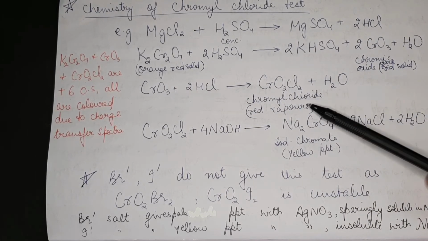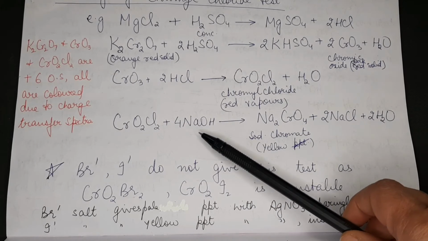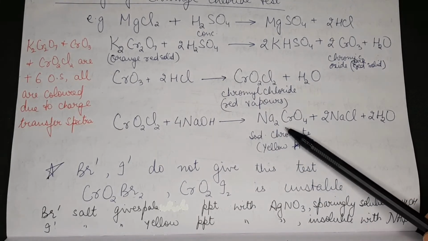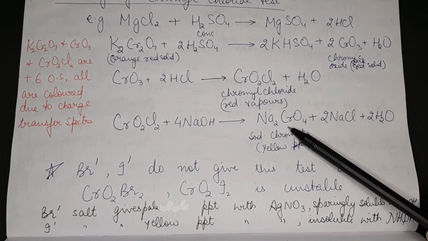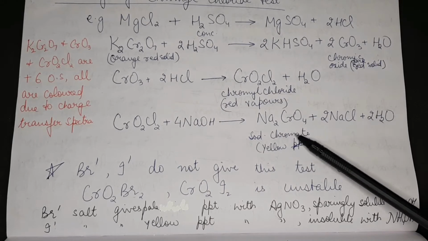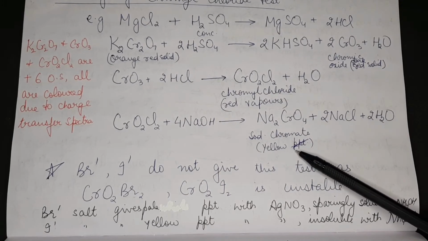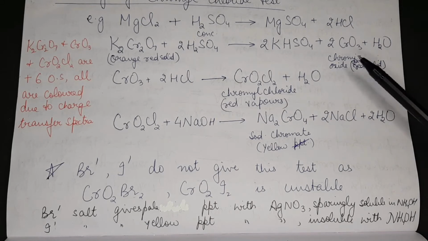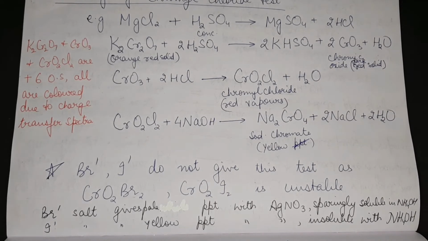These are red vapors. Chromyl chloride, we are going to pass through sodium hydroxide solution. A yellow solution will be formed due to sodium chromate. Sodium chromate is a soluble salt, so a yellow solution is observed. So this is the chemistry of the chromyl chloride test.